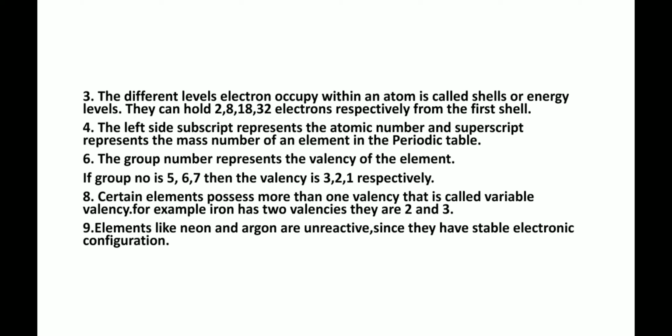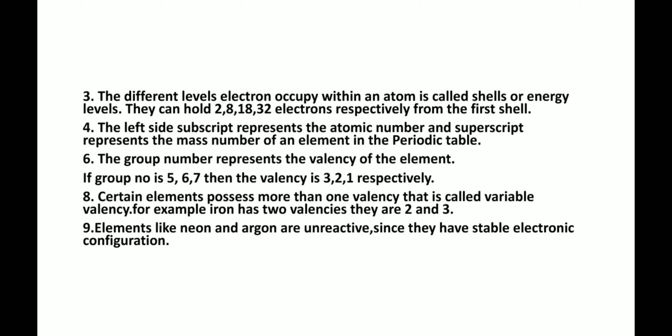Now the fourth question. From the periodic table, how will you find out the atomic number and mass number of an element? The left side subscript represents the atomic number and superscript represents the mass number of an element in the periodic table. This example is given in the textbook. Please refer to it.